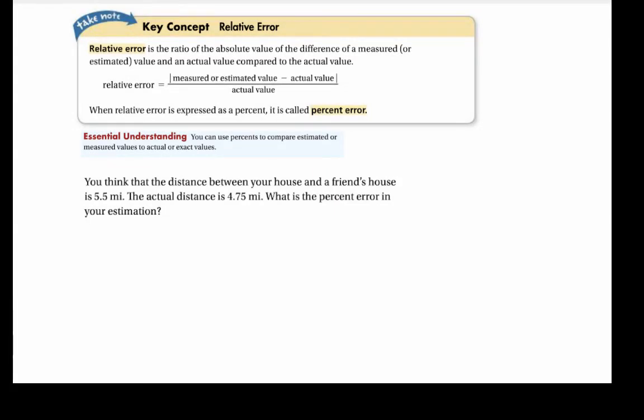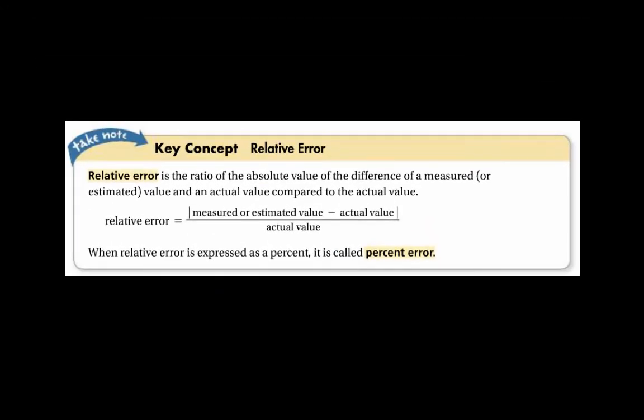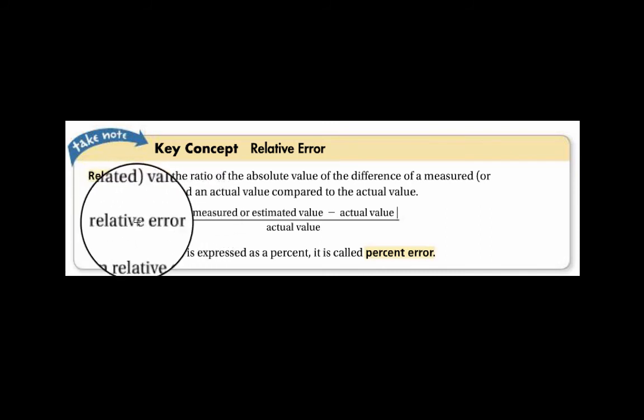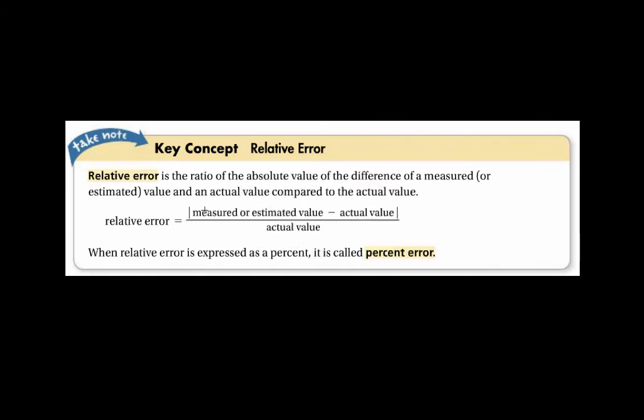Another application of percents is what we call relative error. Relative error is the ratio of the absolute value of the difference of a measured or estimated value and an actual value compared to the actual value. This is a similar concept to percent change, just in a different context. Our formula: relative error equals the absolute value of the measured or estimated value minus the actual value. If we get a negative result there, the absolute value resolves that, so this is always going to be a positive value. When relative error is expressed as a percent, it is called percent error.